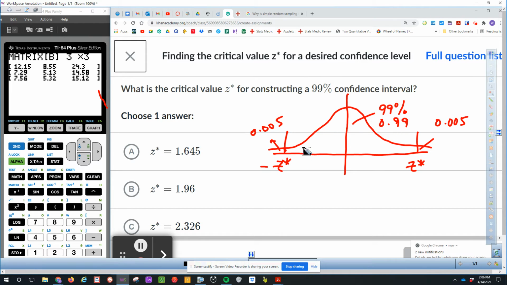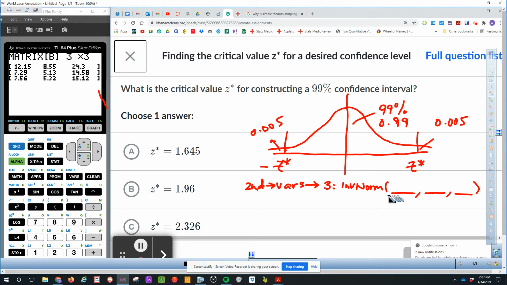So how do I find z star? Now, there's a calculator function. If you press second, then vars, and then you pick number 3, which is the inverse norm.